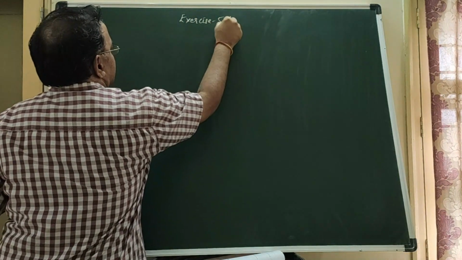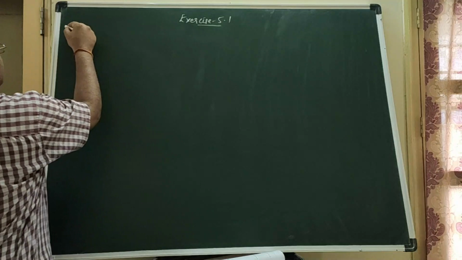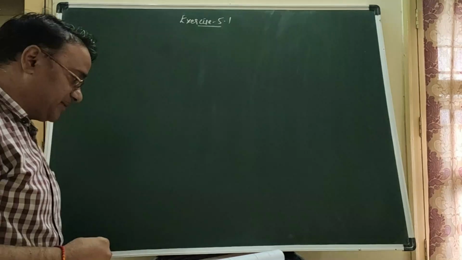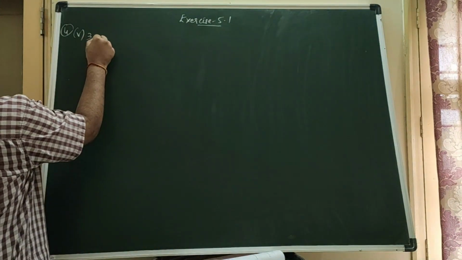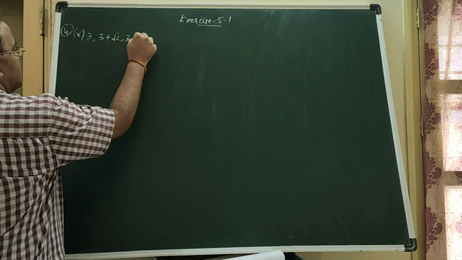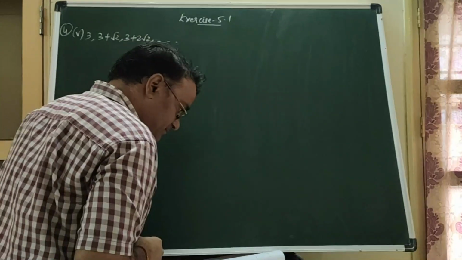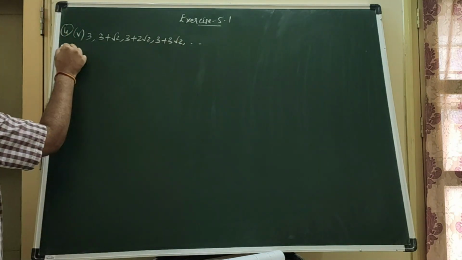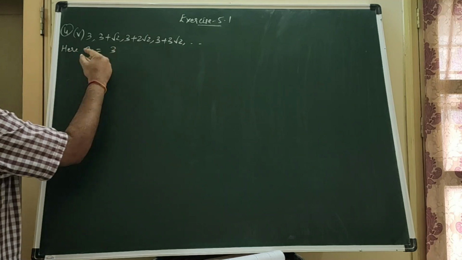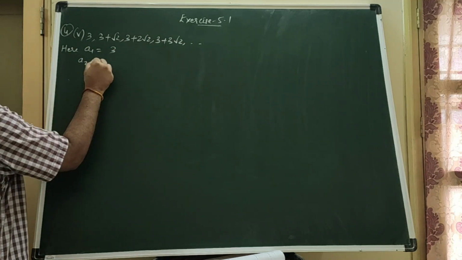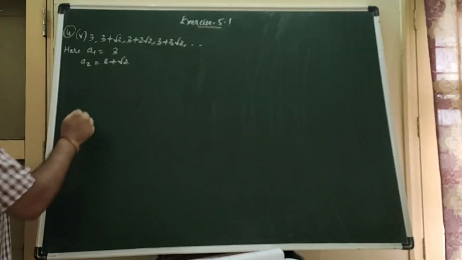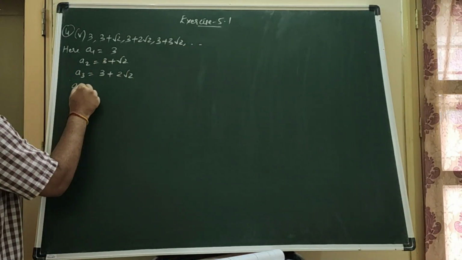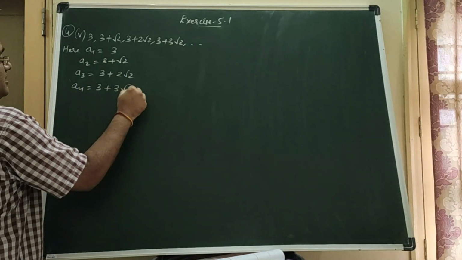We are in the last question, that is question number 4. Up to the 4th bit we have completed. Now let us complete the 5th bit: 3, 3 plus root 2, 3 plus 2 root 2, and so on. 3 plus 3 root 2, the fourth term, is given. So here a1 is equal to 3, the first term, the second term a2 is equal to 3 plus root 2, the third term a3 is equal to 3 plus 2 root 2, and the fourth term a4 is equal to 3 plus 3 root 2.